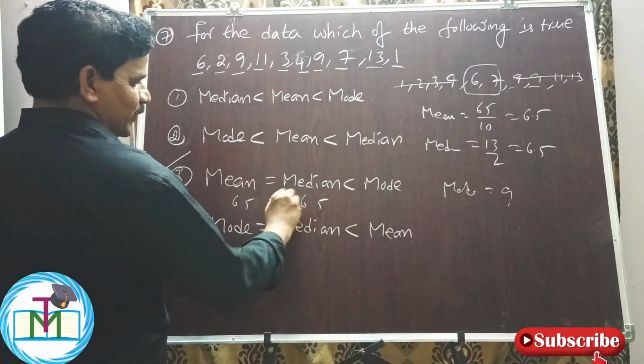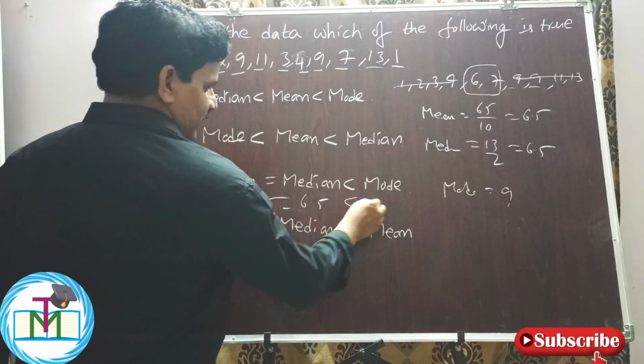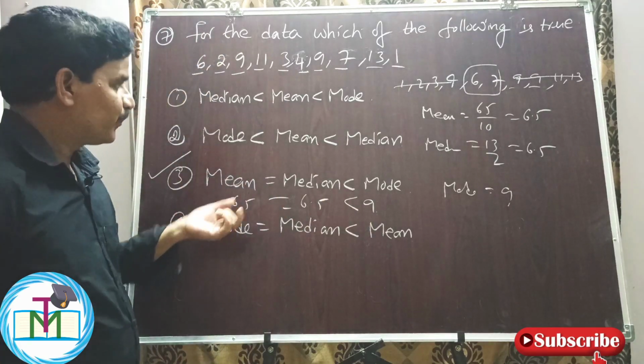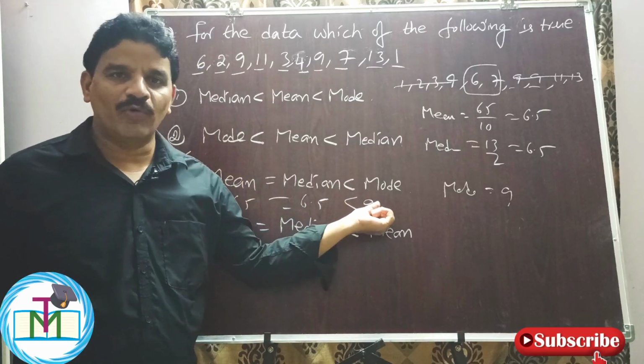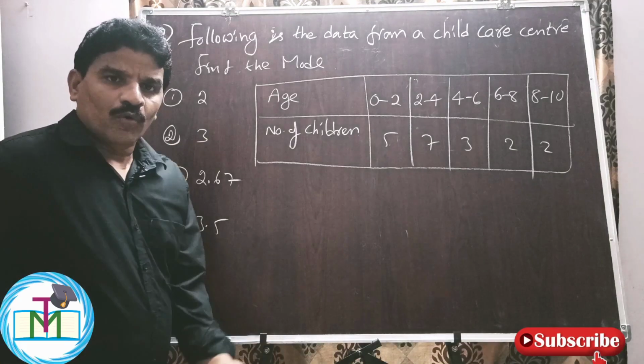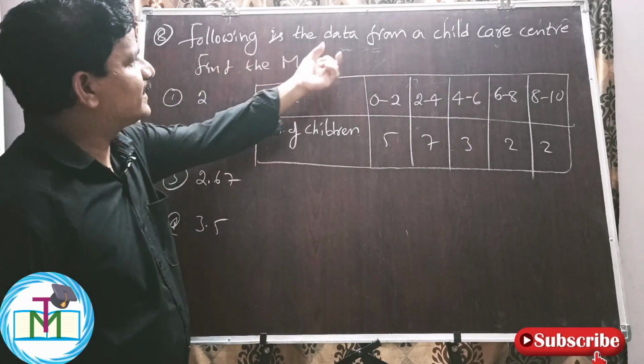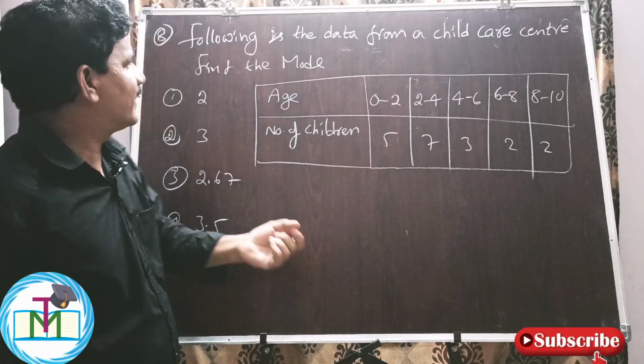This is 6.5 and this is 6.5. Both are equal. Both are less than 9. Option 3. For the given data, mean is equal to median but less than mode. Question number 8. Following is the data from a child care center.